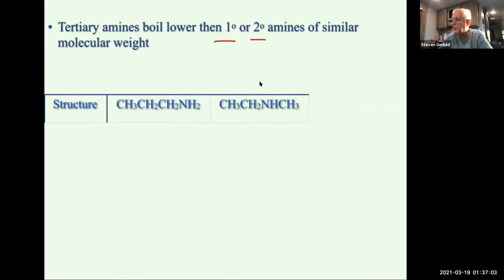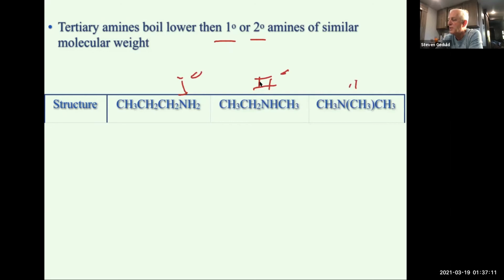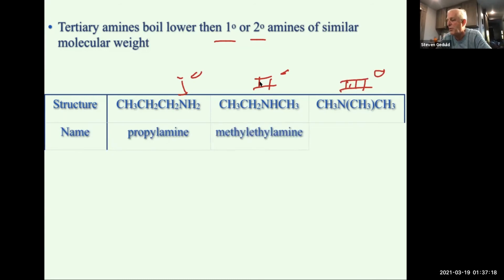Okay, so let's put our structures up here. This is a primary amine. This is a secondary amine. And this is a tertiary amine. So this would be propylamine, methylethylamine, and this would be trimethylamine. And we're going to name these in a little bit as we come down through there.